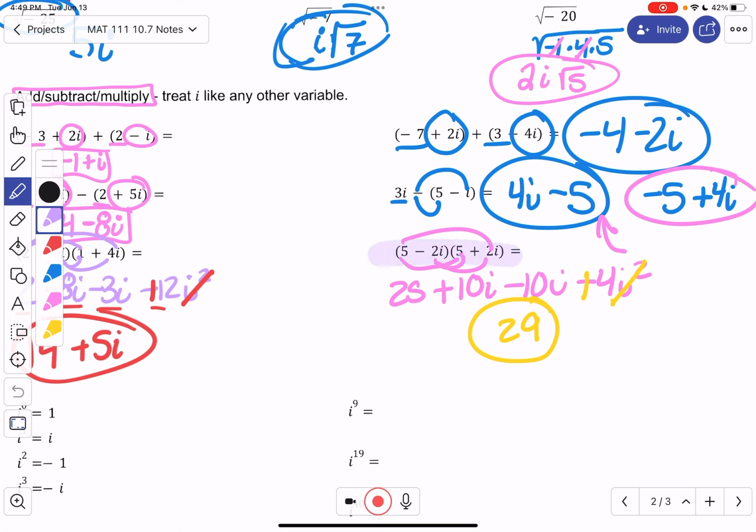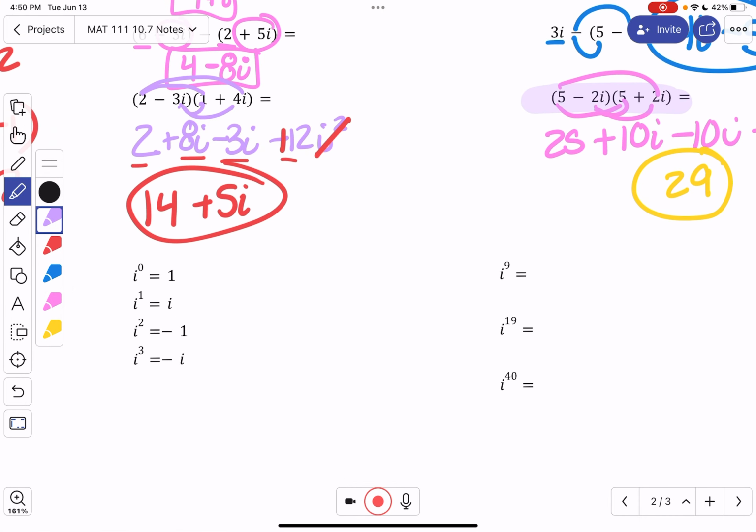Maybe you noticed this from before when we were doing our conjugates, but these are the same. The only difference is the plus and the minus. So it's called the complex conjugate. We'll get into that in a minute. All right, reducing radicals. They're always going to follow a pattern.